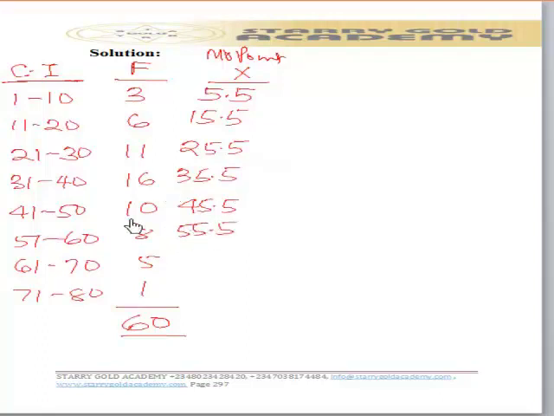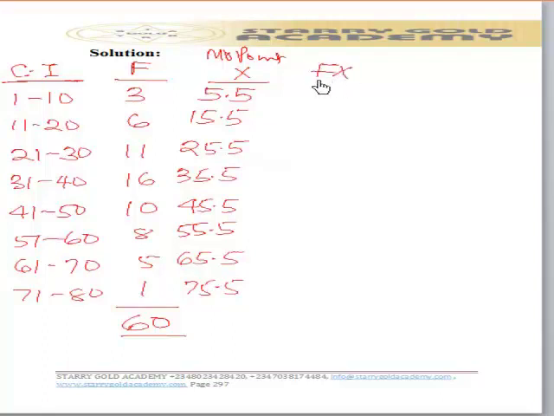Then we have 61 plus 70. This is 131 divided by 2. We have 65.5. Then we have 71 plus 80, and this is 151 divided by 2. This is 75.5. So this represents our x, and that's what is otherwise known as the midpoint.